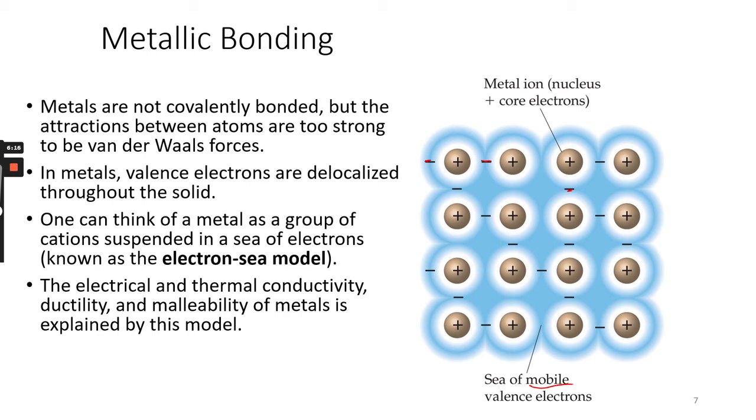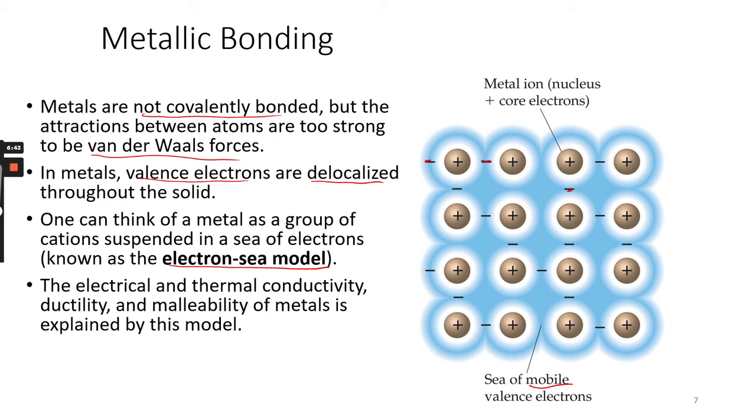So metals are not covalently bonded, but there is an attraction between that. The attraction between the two atoms is stronger than van der Waals. So in metals, your valence electrons are delocalized. So they're not attached to one specific core. They can move around. So when you think of a metal, think of it as a group of cations suspended in a sea of electrons. This is known as the Electron Sea Model.